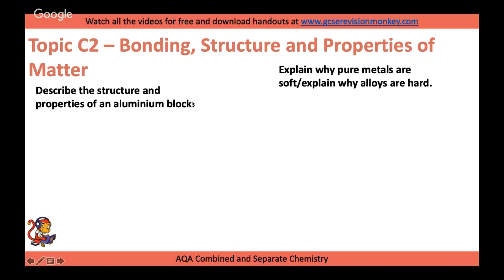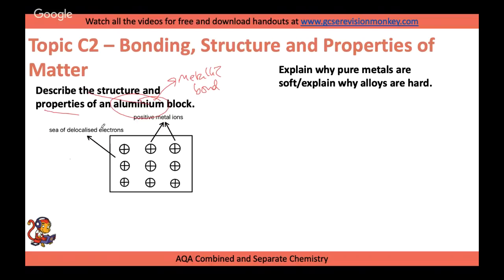So a couple of extra bits then, and then we'll try and do a little bit more foundation before we move on to the horrible higher calculations. So let's look at the structure and properties of an aluminium block. Could be any metal, but they're just asking you about metallic bonding here. So with metals, we've got a sea of delocalized electrons and regular arrangement of positive metal ions.